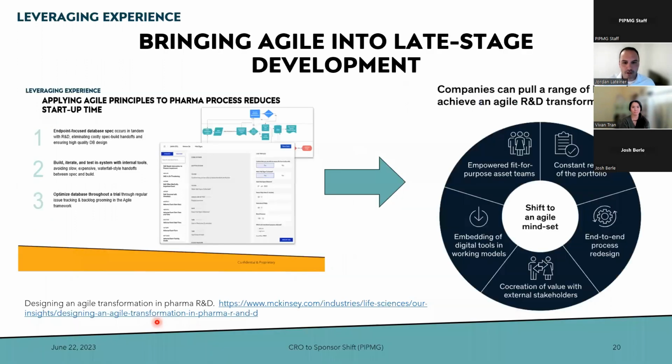And so one of the things that we're in the midst of right now is actually bringing Agile into late stages of development. This is just a quick look at the slide that I showed before. How do we move over? How do we take the knowledge that we've learned in the past and apply that towards increasing process agility, improving cross-functional collaboration, breaking down silos?